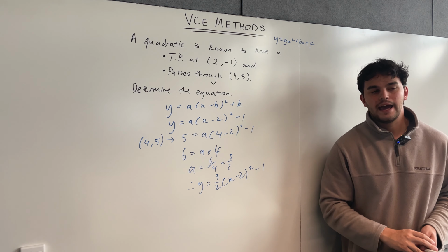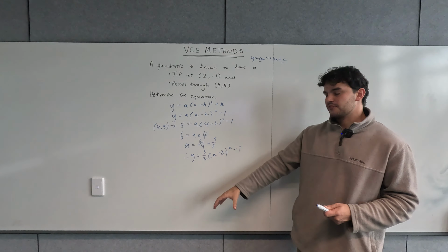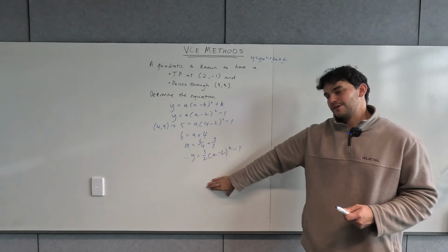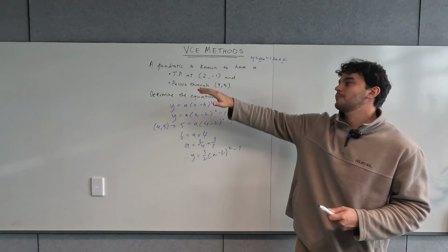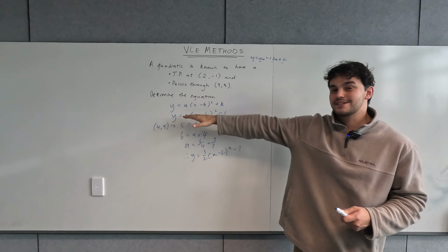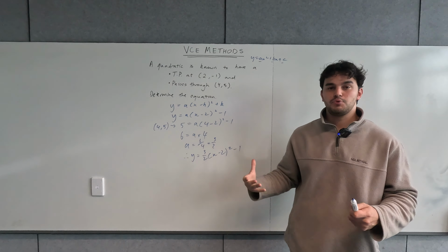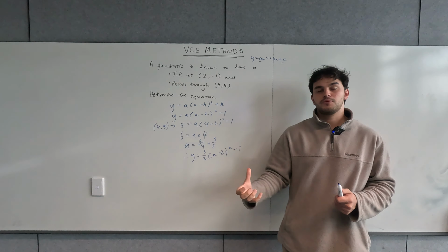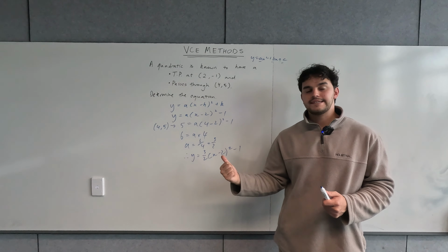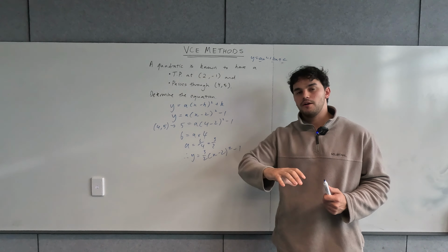Now, because we chose the right form from the start, this question is pretty straightforward. Because we're given the turning point, we can put it straight into turning point form and solve this pretty easily. But knowing which form to use, depending on the information, just comes out of practice. So we're going to go through the next example, and it's going to be really obvious what form to use.